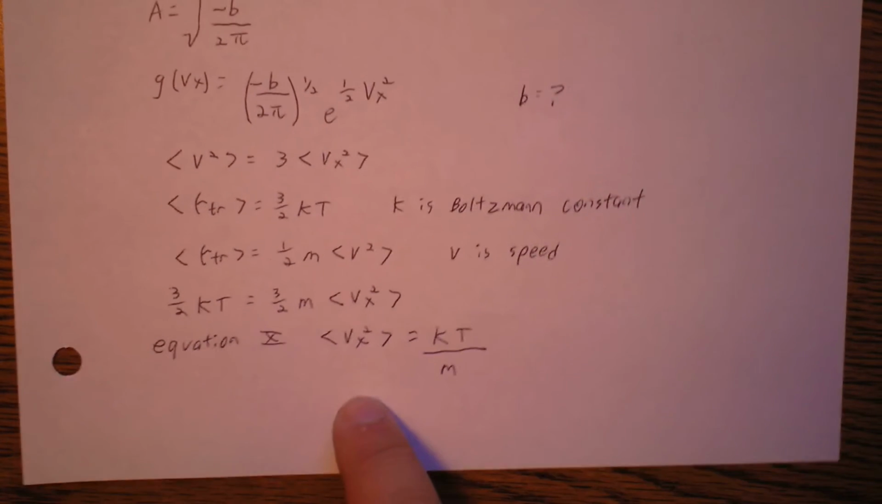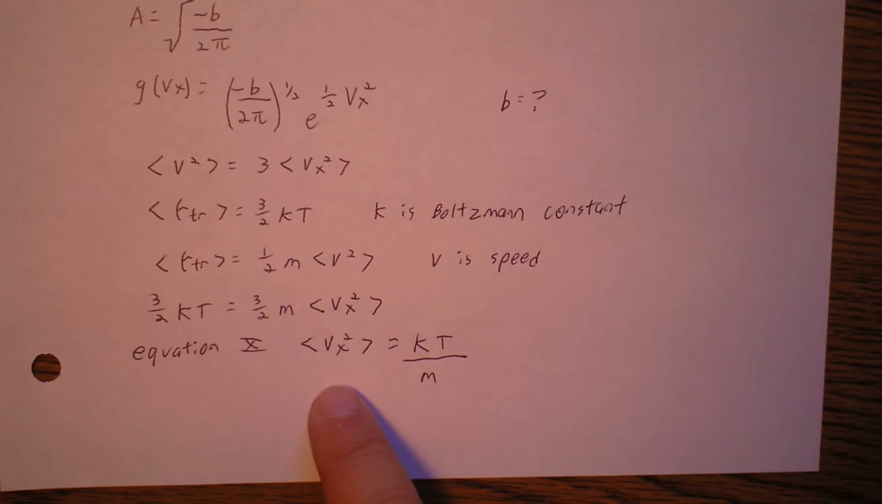Now we have equation 10. Equation 10 says the average x component of speed squared is equal to kT over m.